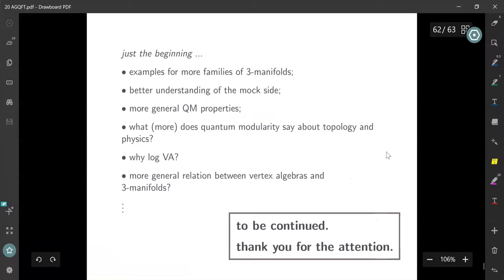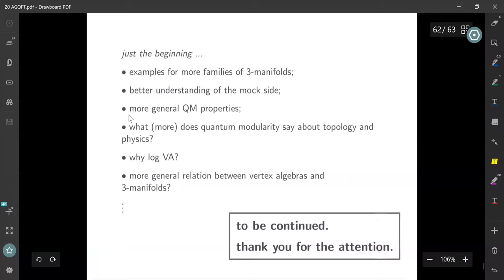Well, a short list of my personal favorites is that there are certainly examples for more families of three manifolds. For instance, I mentioned the paper by Gukov and Marcu and the following work. And for knot complements, that's very interesting and still a lot to be explored. And then we certainly need a better understanding of what's going on the mock side. So what the VOAs there should be, and why do we expect full theta function on one side and mock theta function on the other side, because the level of complication seems to be quite different.